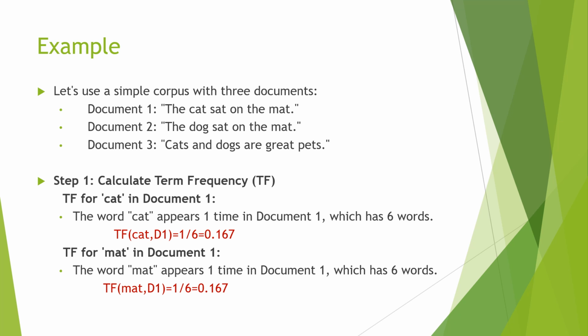Let's now calculate the term frequency. For cat in document 1, it appears one time out of 6 words, so 1 by 6 gives 0.167. Similarly, for calculating the TF of mat in document 1, this word mat appears one time in document 1, and there are 6 words in that document, so 1 by 6 again gives 0.167.